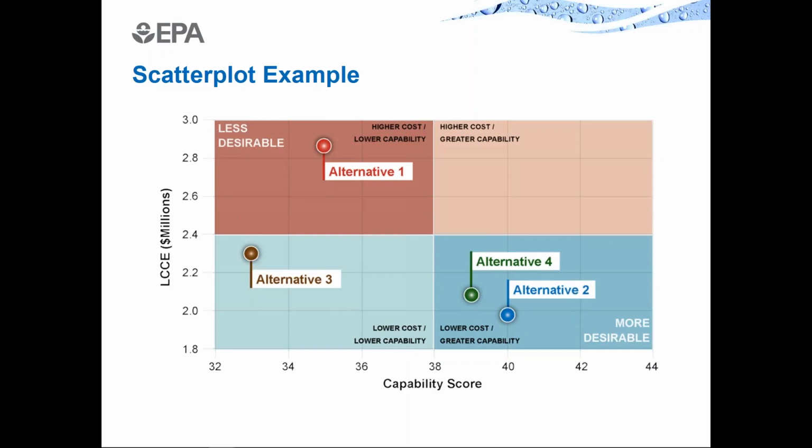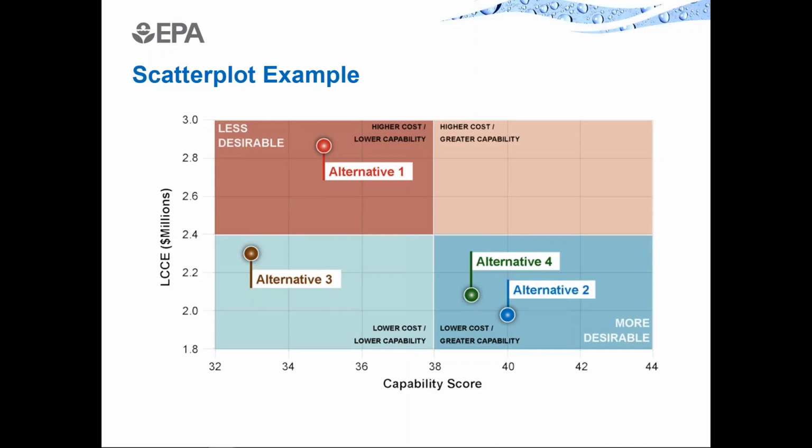But what we see more often in reality is you get a line or a series of points that tend to go from the lower left-hand corner to the upper right. So there you're faced with the challenge of saying, well, do I go with cheaper and less capable, or do I pay more for greater capability?